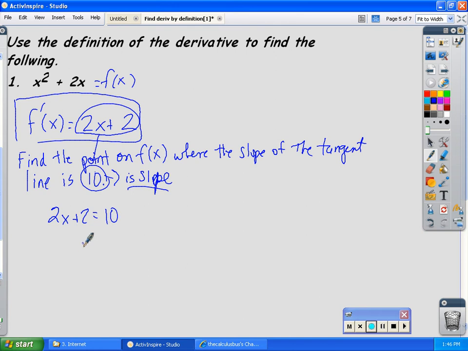Subtract 2, divide by 2. And x is equal to 4. So now I know that on this function, when x is 4, the slope of the tangent line is 10. It did say find the point. So I have the x value of 4. To get the y value, I go back into the original equation. So 4 squared is 16, plus 8 is 24. So on this parabola, at the point (4, 24), the slope of the tangent line is equal to 10. So keep that in mind when you're doing problem number 33. That's an idea that's going to impact that question. Now, do your work.